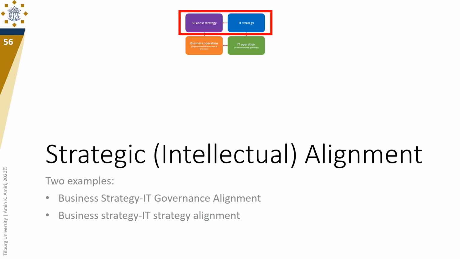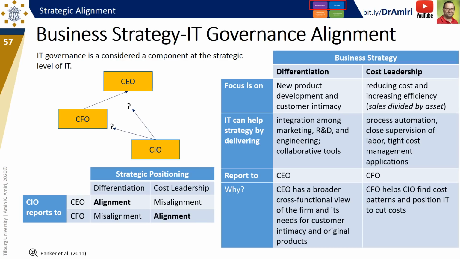We start with providing examples of strategic alignment to understand it better, but note that strategic alignment is also known as intellectual alignment in the literature. IT governance is considered a component at the strategic level of IT. It is mainly about designing and enforcing a decision-making structure and a decision-making process.